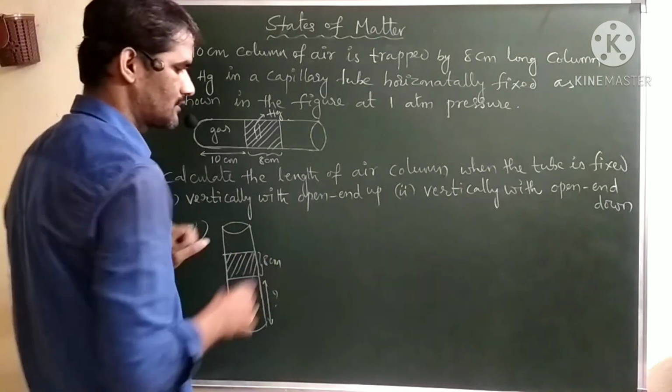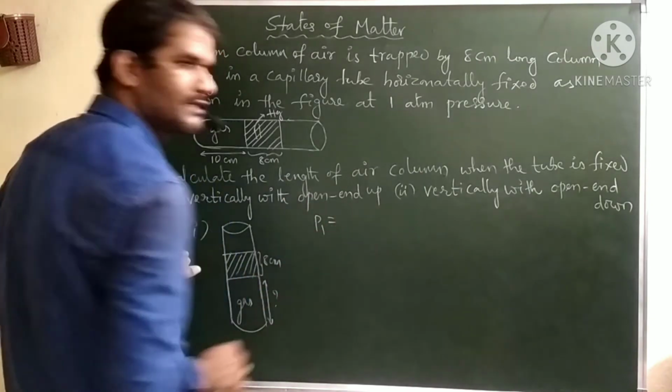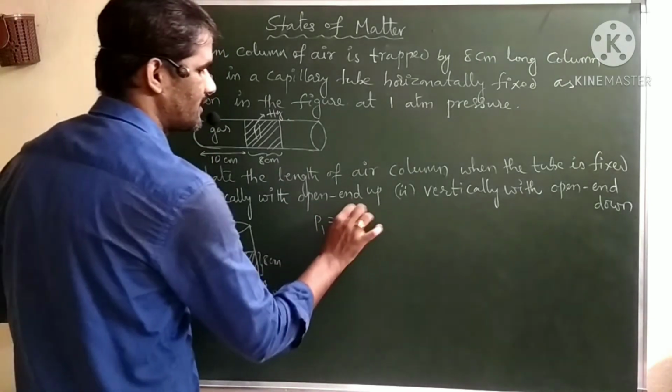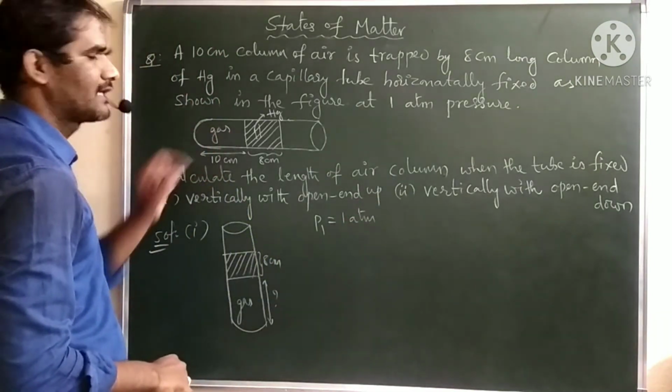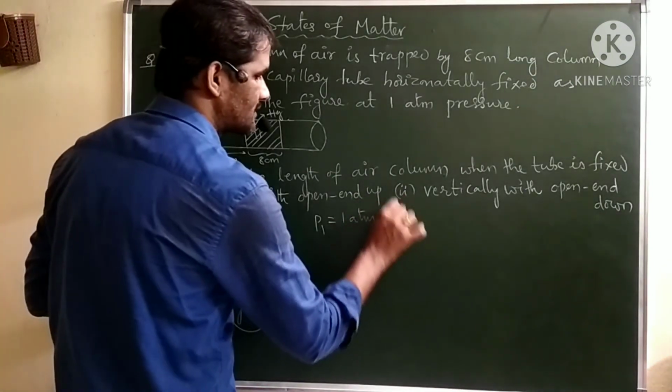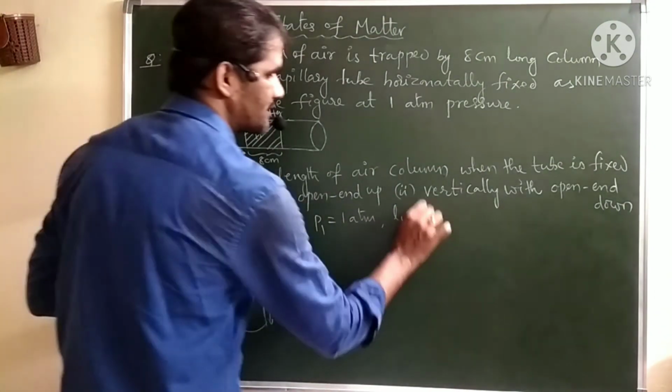First of all you can apply Boyle's law here. Pressure P1 is equal to 1 atmosphere. Then here it is given the length of the gas. That means let us assume the initial length of the gas column is 10 centimeters.